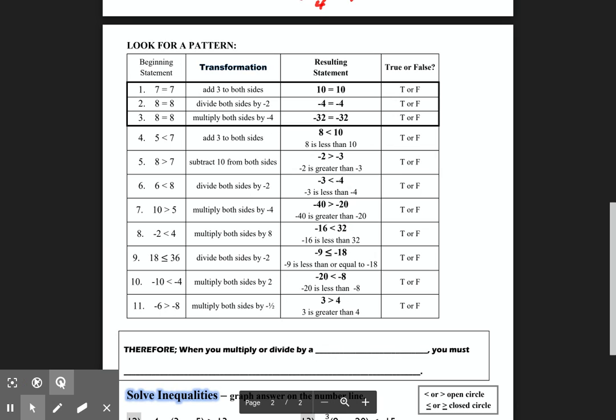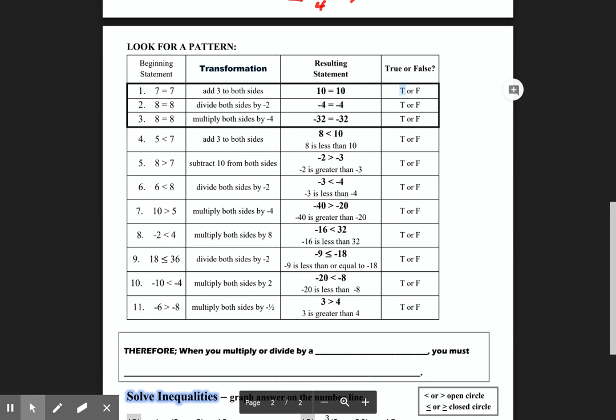All right, now what we're going to do is look for a pattern. So you see the 4 different columns. The first column is your beginning statement. Then it's a transformation, so what we're going to do to both sides, the resulting statement, and if it's true or false. So on problem 1 here, 7 is equal to 7. Well, if we add 3 to both sides, we get 10 is equal to 10. So this is a true statement.